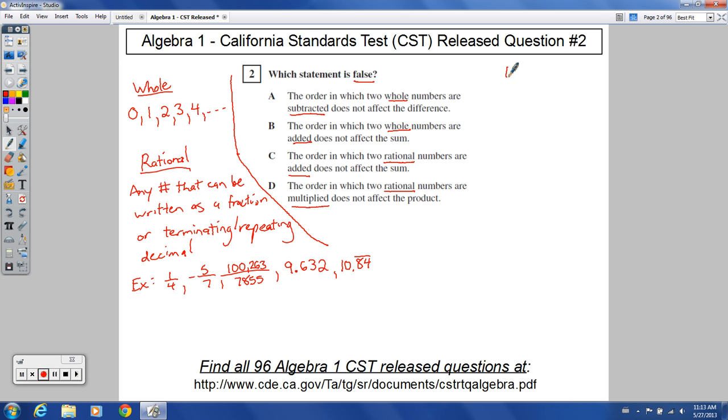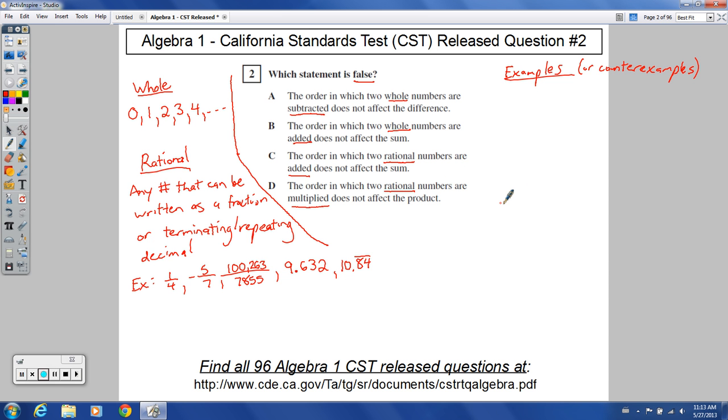I'm going to do some examples off to the side of each one of these properties. Just showing that one example works doesn't necessarily prove it is true. But if I can show one counterexample, I have actually disproved it, and I would show that it is false. So here are some examples or counterexamples for these questions.